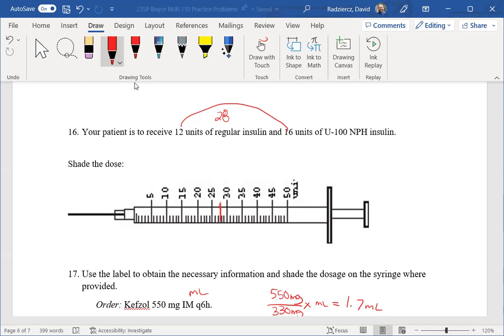But I'm assuming if it's on Blackboard, they might not even ask you to do anything with syringes, or they'll have you drop a little cursor. It'll look like a crosshair. And then it'll just say to mark where that would be. Okay.